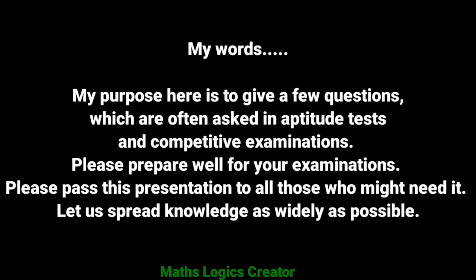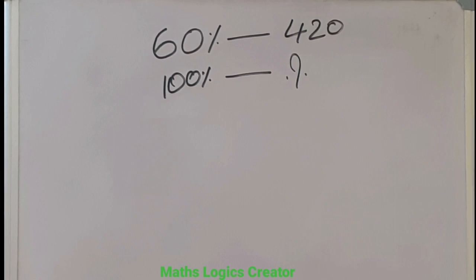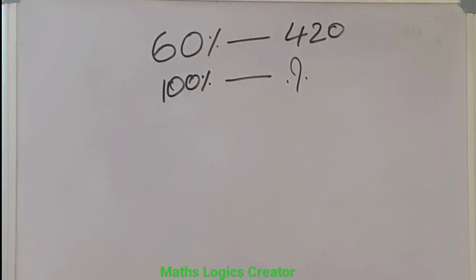So let's start the problems. Coming to the first problem, a fruit seller had some apples. He sells 40% of the apples and still has 420 apples. How many did he originally have? 40% sold means we have 60% of the apples remaining, and that 60% is equal to 420. He is asking what 100% is.